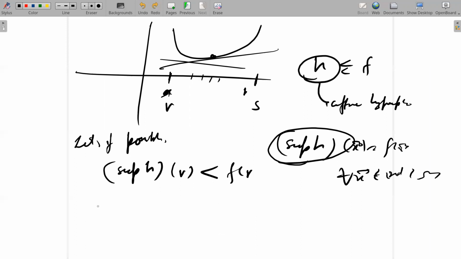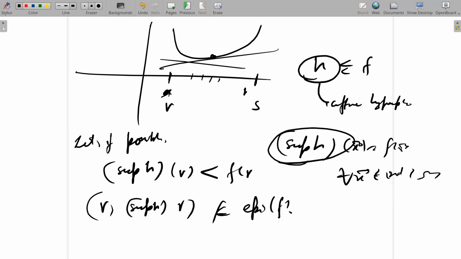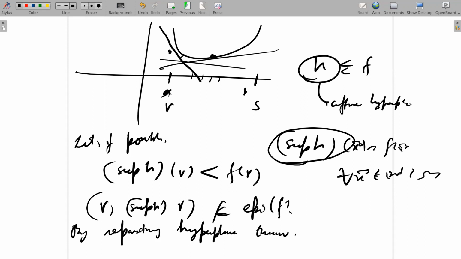So then the point R, supremum H of R does not belong to the epigraph of F. That's right, because it is less than F of R. Whatever is in the epigraph has to be bigger than or equal to F of R. So that means I have a separating hyperplane. So now by the separating hyperplane theorem, I have something. So let's say this is the maximum that the supremum attains. I can separate these out.